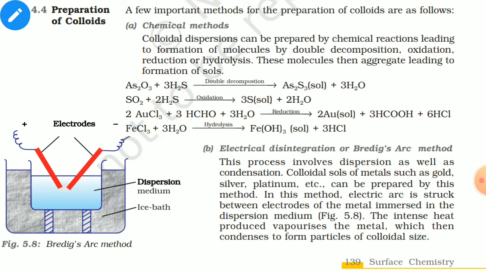Here, in the figure given alongside Bredig's arc method, the electrodes are made up of the metal which is used to make the sol.